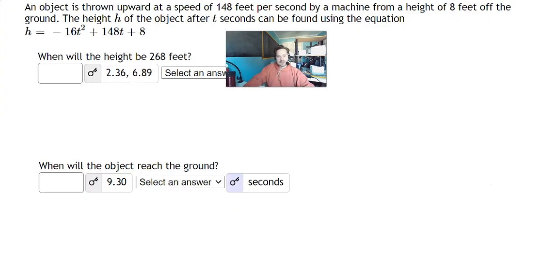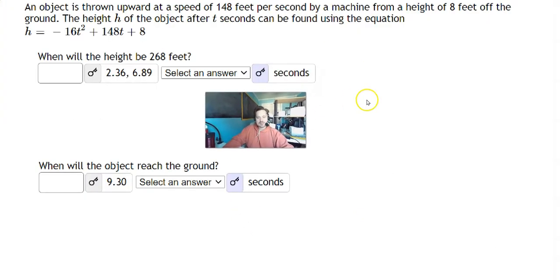The last question, let's see what it says here. An object is thrown upward at a speed of 148 feet per second by a machine from a height of 8 feet off the ground. The height h of the object after t seconds can be found using this equation here. When will the height be 268 feet? So basically what this is saying is take h and set it equal to 268 and solve that equation. So in other words, solve this equation: negative 16t squared plus 148t plus 8 is equal to 268.